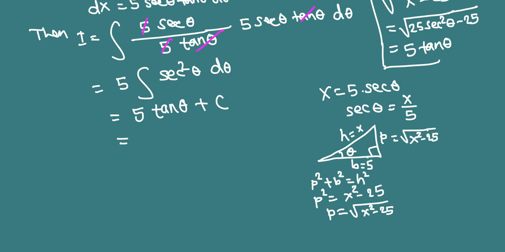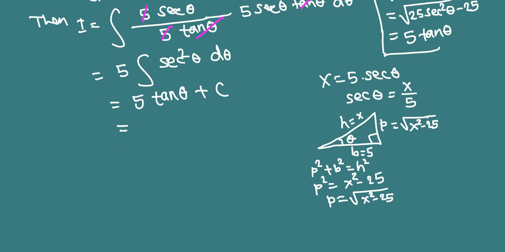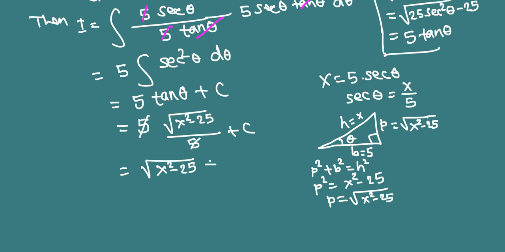Now we have all three sides of a right triangle, and we can easily find any trig function. So tangent is p over b. So root x squared minus 25 over 5, plus c. That's the final, but we can do one more cancelling. So the final answer is root x squared minus 25 plus c.